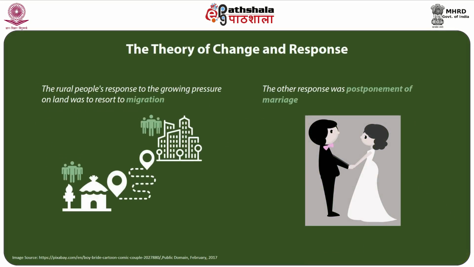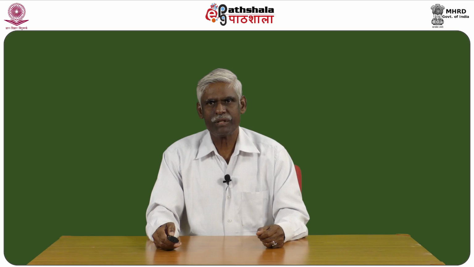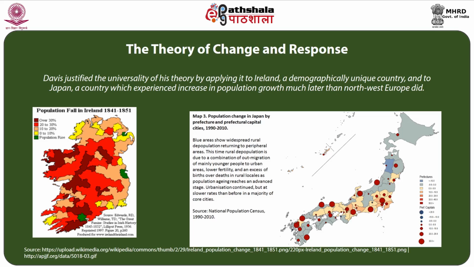The rural people's response to the growing pressure on land was to resort to migration. The other response was postponement of marriage. As the economic revolution progressed, it was not difficult for rural people to migrate to cities to overcome rapid population growth. Kingsley Davis justified the universality of his theory by applying it to Ireland, a demographically unique country, and to Japan, a country which experienced an increase in population growth much later than Northwest Europe did.